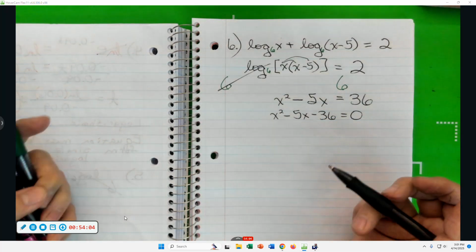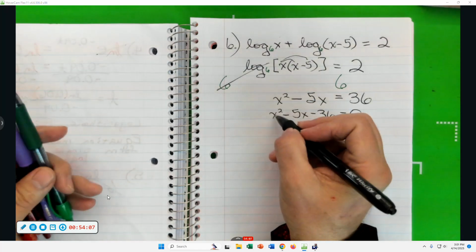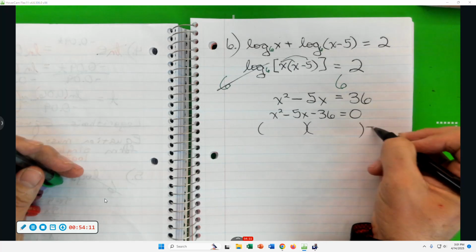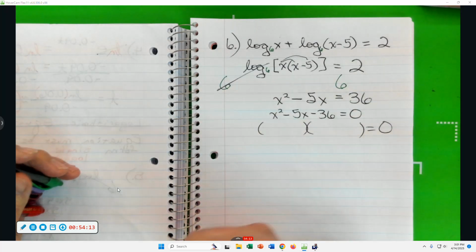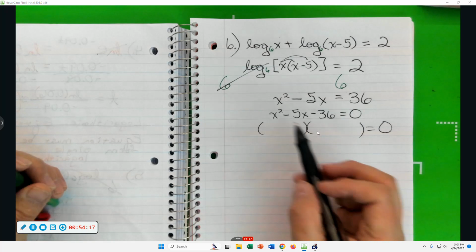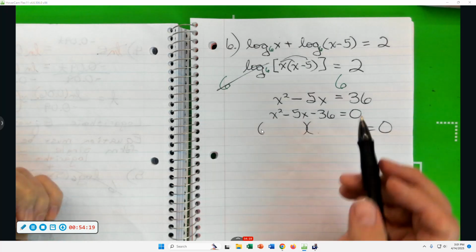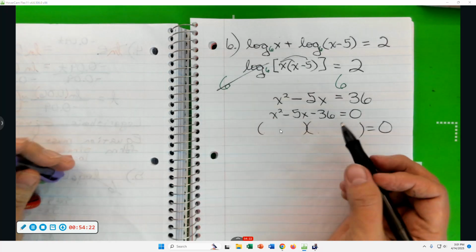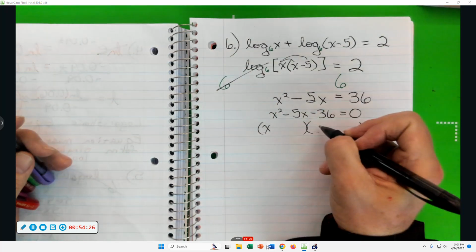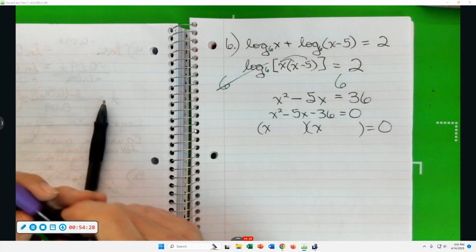And I think this is factorable. It's a simple trinomial. Those are the nice ones to factor, because x times x, what's the only thing that we could use to get x times x? X squared. What's the only thing we could use to get x squared? I think I accidentally said it, didn't I? X times x. What do we know about the signs?